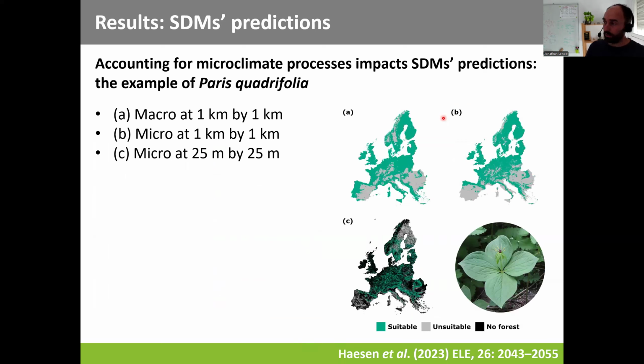And then finally, about the results, we also made predictions with these SDMs, and you can see the impact of those predictions for Paris quadrifolia again, with panel A showing macroclimatic layer at 1 kilometer by 1 kilometer, B microclimatic condition aggregated at 1 kilometer by 1 kilometer resolution. There are already some differences, but we see also that the 1 kilometer by 1 kilometer resolution makes things a bit different than if we use a 25 by 25 meter resolution, which is a microclimatic layer here in panel C. So depending on the layer we use, of course, the predicted spatial distribution of the species will differ.